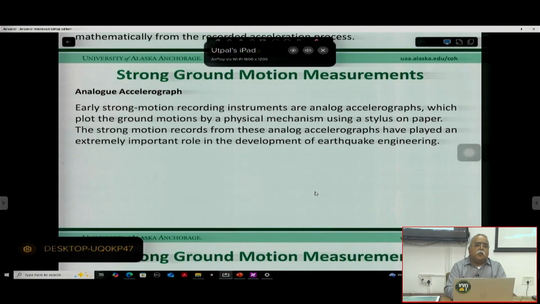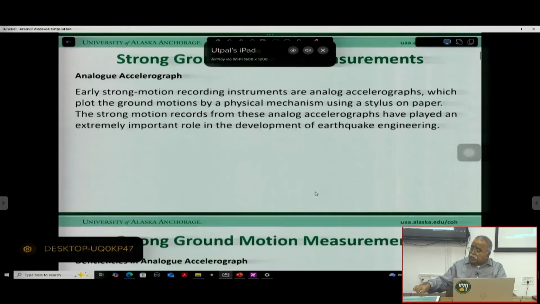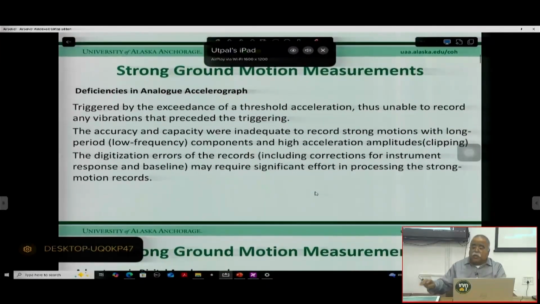Because of the obvious reason: the analog accelerometer is very difficult to process. Afterwards, for the data processing, you have to digitize it manually, because this is being recorded, and we have to digitize it at each and every millisecond interval. It will be a tremendous task. So nowadays all the strong motion accelerometers are basically digital accelerometers. We need to know that this analog accelerometer once upon a time existed.